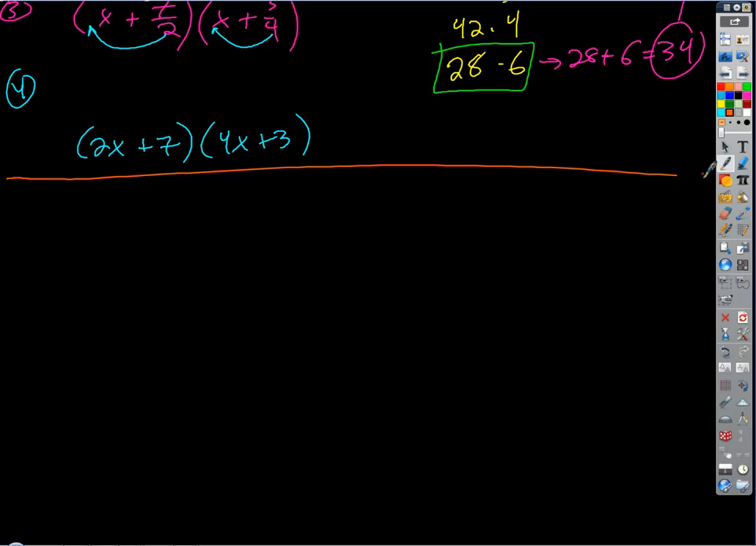Here's another way. We always said that if we have a solution like x equals 3, for example, what's the factor that goes with that?